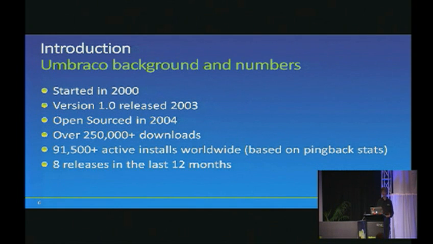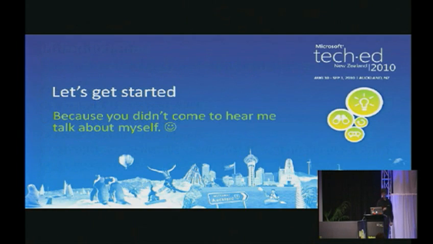It was started back in 2000. Version 1 was an ASP.NET 1.1 app released in 2003. It went open source in 2004. In the past year, there's been over 250,000 downloads, and we have around 91,500 active installs worldwide at the moment. In the last 12 months, we've done about 8 releases. So let's get started.